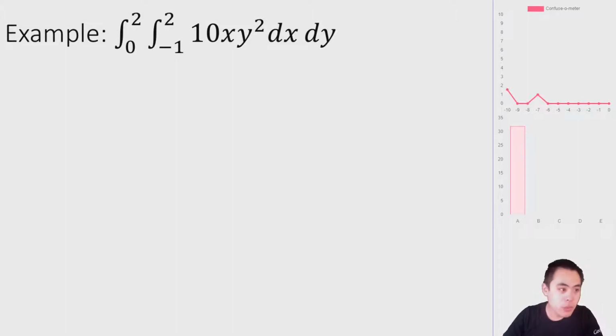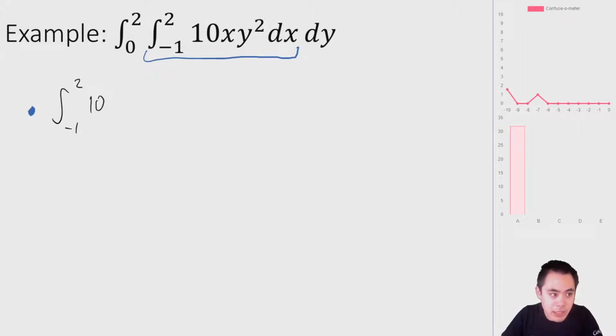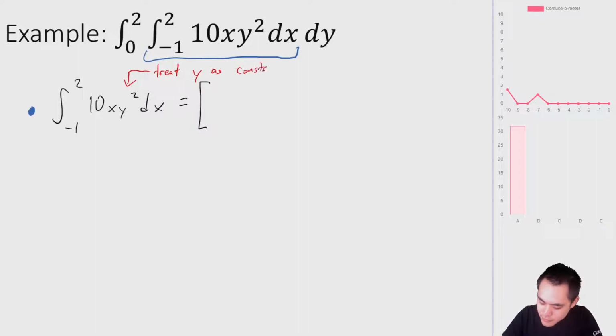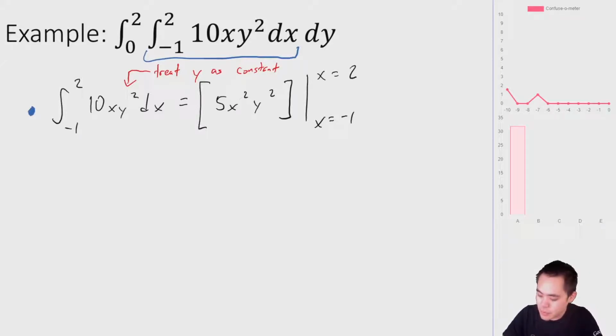Let's start out with this interior blue piece. The integral from -1 to 2 of 10xy squared dx: here we're going to treat y as a constant. So this is going to be equal to 5x squared y squared from x equal -1 to x equal 2, which is equal to 20y squared minus 5y squared, which is equal to 15y squared.